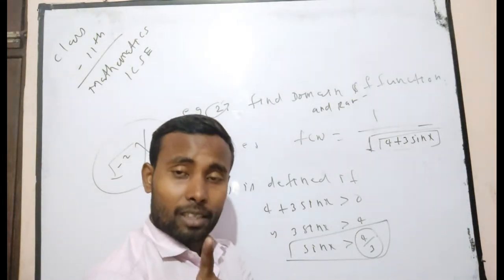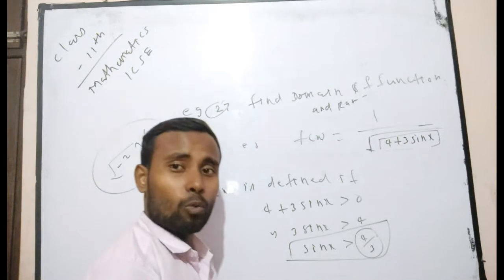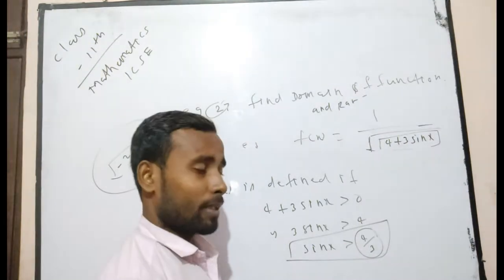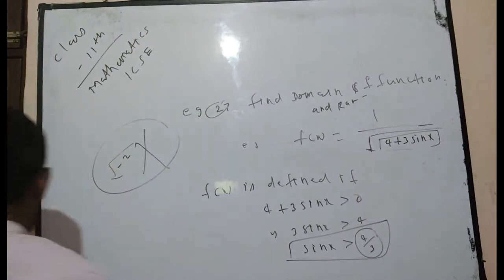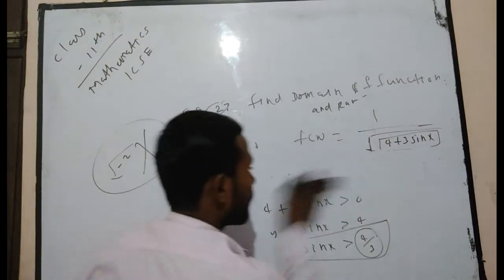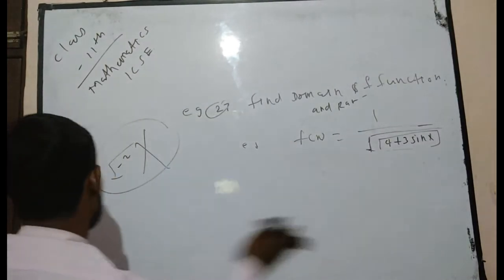As you know, the sine function always lies between minus 1 and 1. How can you say sin x is equal to 4 by 3? It can't be possible. Now, he doesn't consider it. Now, I take another way to find it.